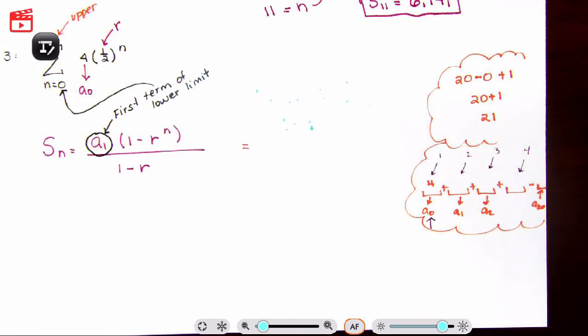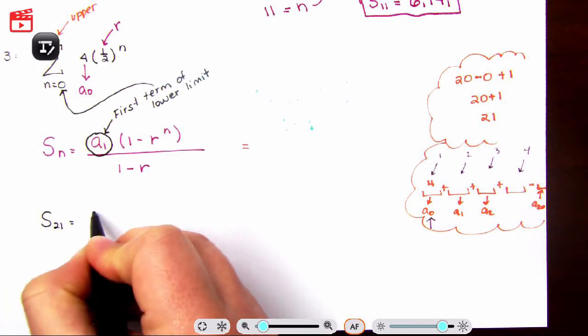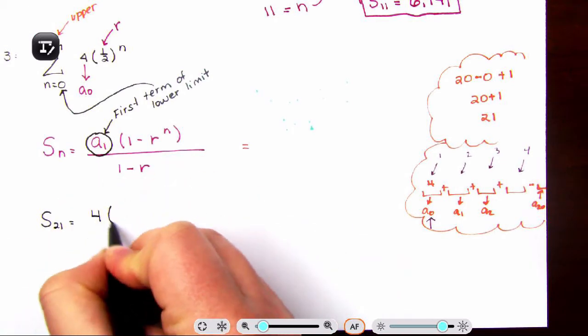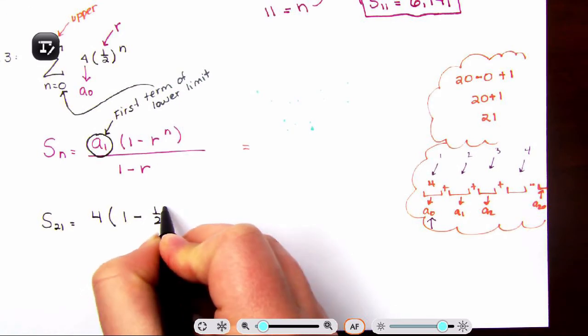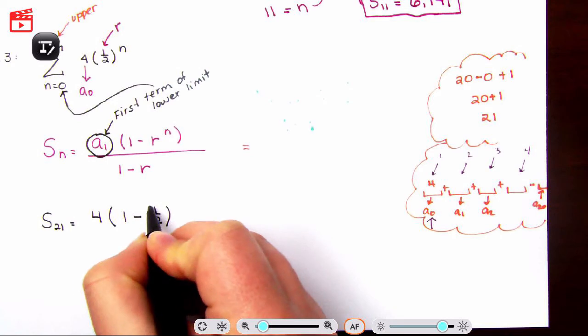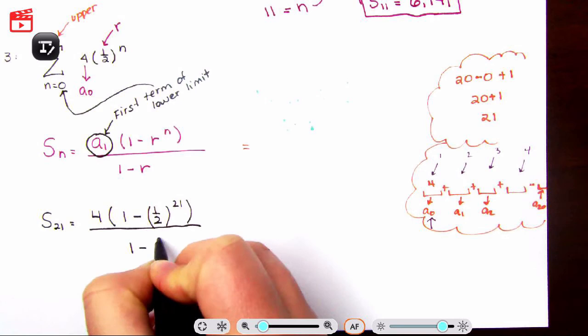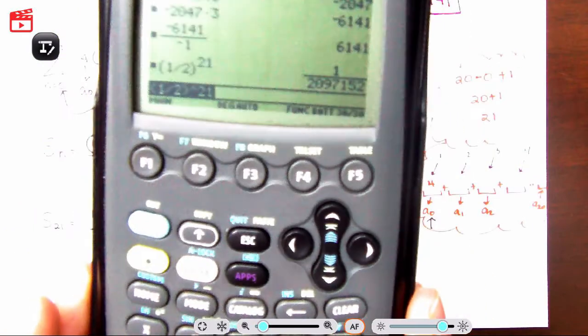Okay, so what do we have? S sub 21 is equal to a sub 1, which is the first term, which is 4, times 1 minus r, which is 1/2, raised to the n power, which is 21, all divided by 1 minus 1/2. Again, use parentheses. Inside parentheses, I'm doing 1/2 and raising that to the 21st power. That gives me a massive fraction. I'll let you see that as well. There it is. That's my massive fraction.